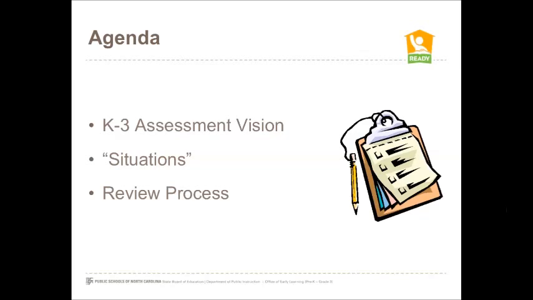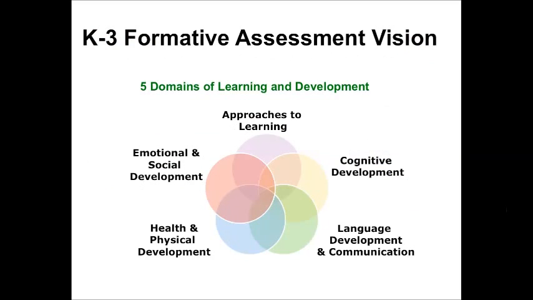So a little bit about our K-3 assessment vision. Our K-3 assessment vision is formative in nature such that it guides instruction and learning. We envision that this formative assessment process supports the kindergarten through third grade years and within 5 domains of learning and development. This formative assessment process is more than just taking a look at mathematics and reading. It really is thinking about the whole child and such areas as emotional social development, health and physical development, and approaches to learning.